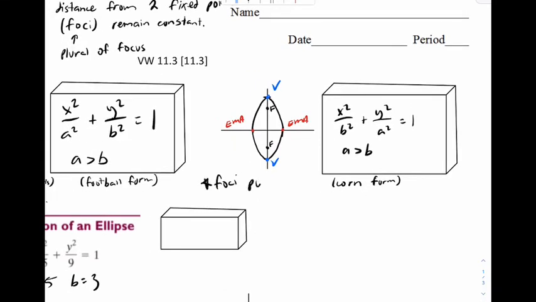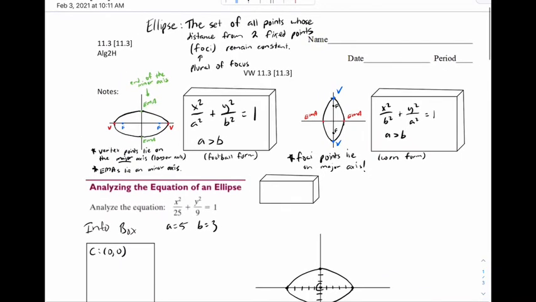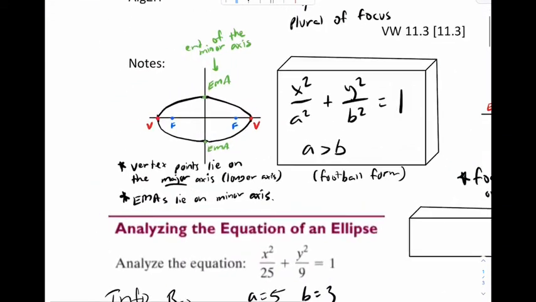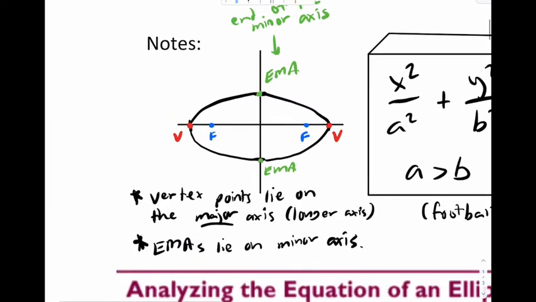Your foci points lie on the major axis. Okay, that's quite a bit of information. We're going to add a few more things now. Now that we have these pictures, we can detail them a little further.